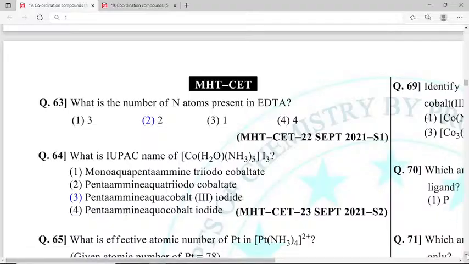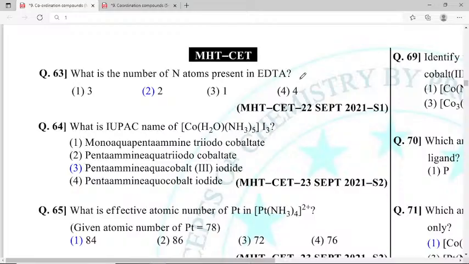What is the number of nitrogen atoms present in EDTA? So EDTA has 2 nitrogen atoms. Ethylenediaminetetraacetate. What is the IUPAC name of [Co(H2O)(NH3)5]I3? So this is pentaammine, aqua, cobalt. Here the oxidation number is not written, so all options are ruled out because there is no oxidation number.